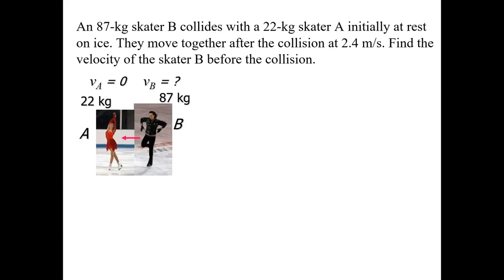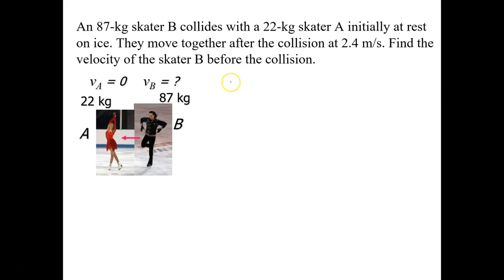So how can we solve problems like this? Well, let's look at the example of a collision between two skaters. We know that an 87-kilogram skater collides with a 22-kilogram skater who is initially at rest on the ice. After they collide, they stick together and move with a velocity of 2.4 meters per second. We want to find the velocity of skater B before the collision. What velocity did he have as he ran into this other skater?